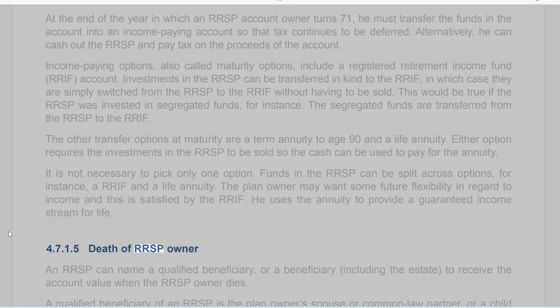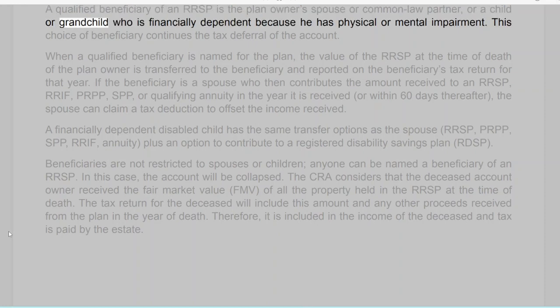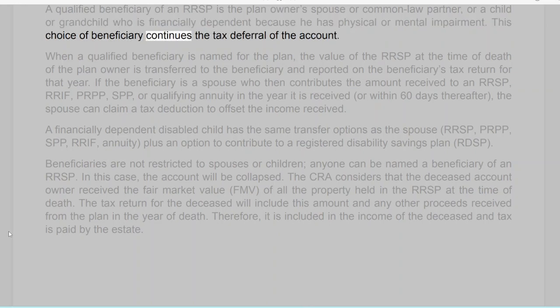4.7.1.5 Death of RRSP owner. An RRSP can name a qualified beneficiary, or a beneficiary, including the estate, to receive the account value when the RRSP owner dies. A qualified beneficiary of an RRSP is the plan owner's spouse or common law partner, or a child or grandchild who is financially dependent because he has physical or mental impairment. This choice of beneficiary continues the tax deferral of the account.